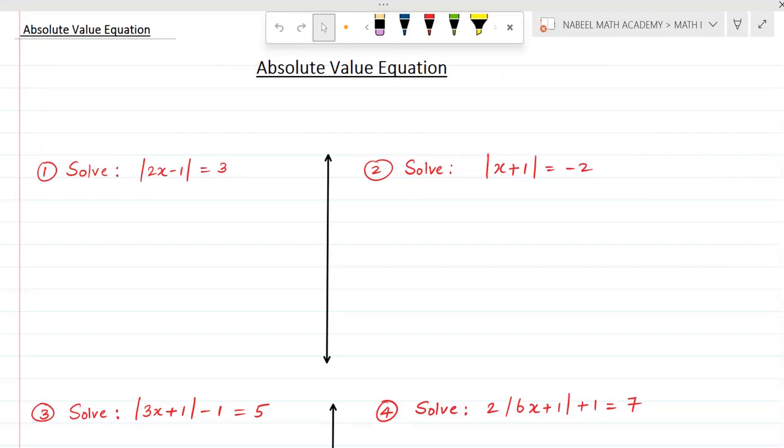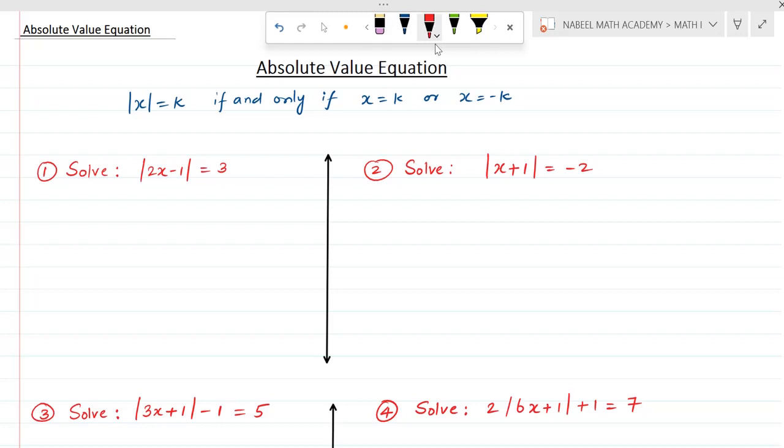Today in this video we are going to see the absolute value equation. The absolute value equation is given by |x| = k if and only if x takes two values. Whenever you have an absolute value, you will get two solutions: x = k or x = -k. These are the two solutions you will find for the absolute value.